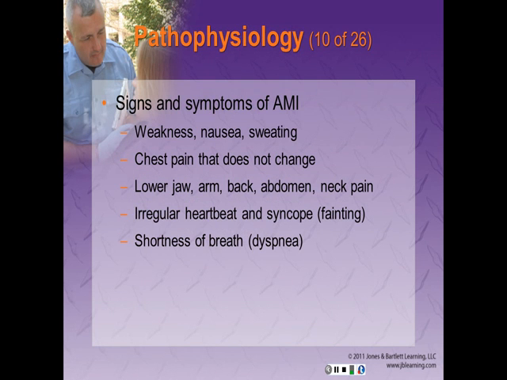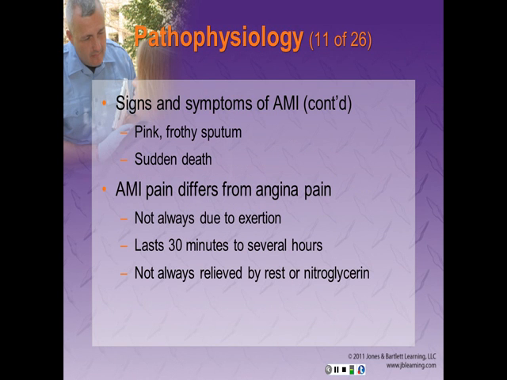Some of the signs and symptoms of an acute myocardial infarction include sudden onset of weakness, nausea, and sweating, chest pain that does not change with your breathing, pain in your lower jaw, your arms, your back, your abdomen, or your neck, an irregular heartbeat or syncope or fainting, and shortness of breath or dyspnea. Some other signs include pink frothy sputum and sudden cardiac death.